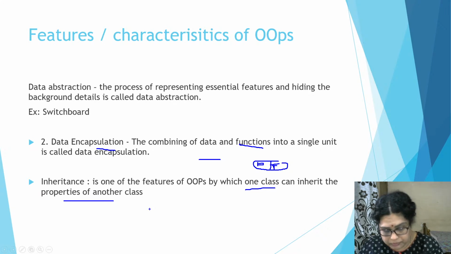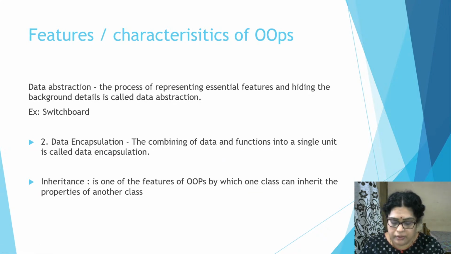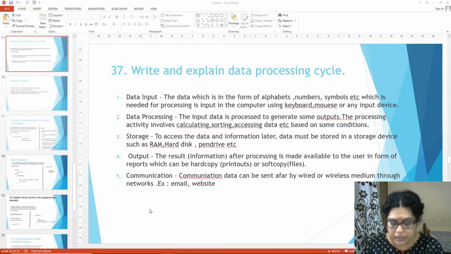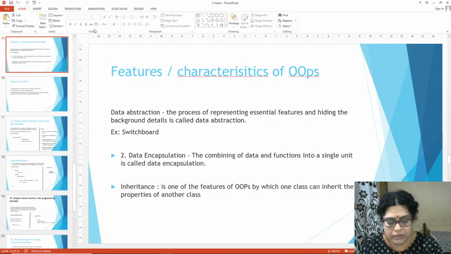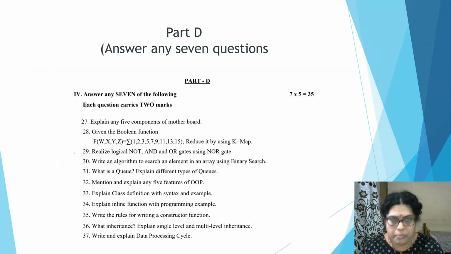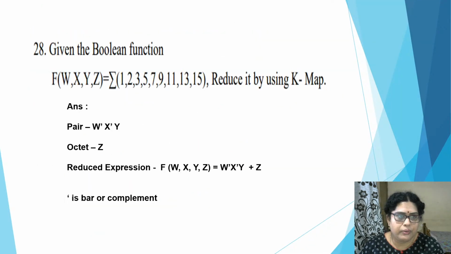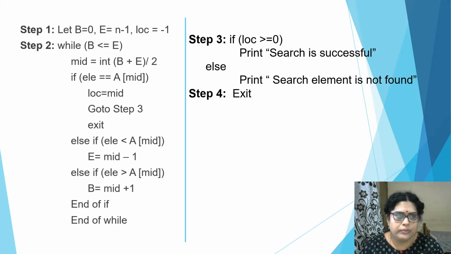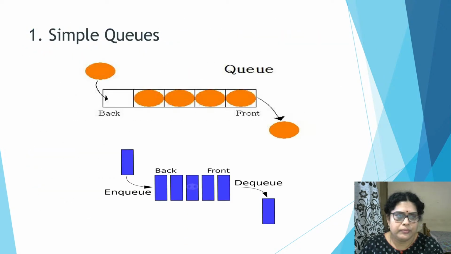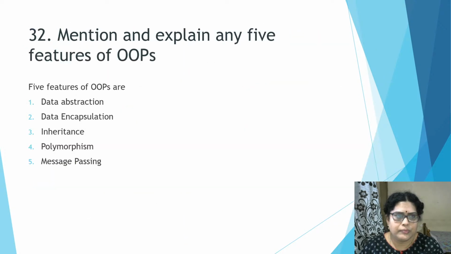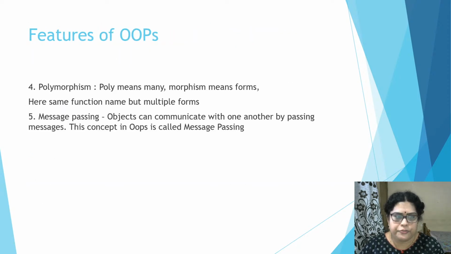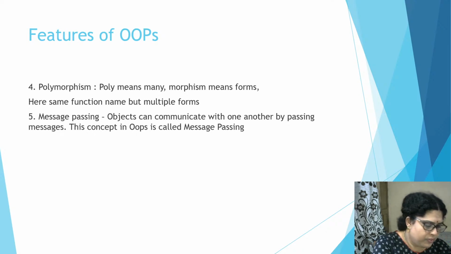Okay. The next feature of object oriented programming is polymorphism.